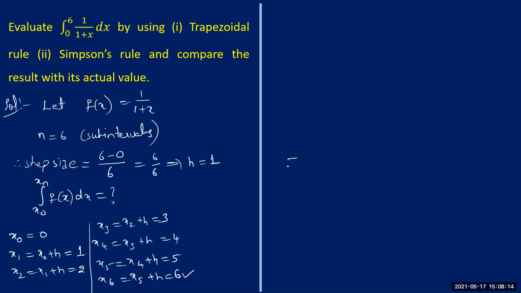What are the subintervals here? The first subinterval is 0, 1. Then the second subinterval is 1, 2. Then 2, 3. Then 3, 4, 4, 5, and then finally 5, 6. So like this, we have divided this actual interval into 6 subintervals. So we got 7 points totally, x0 to x6. In your data, you have 7 points, but the intervals are 6 only.